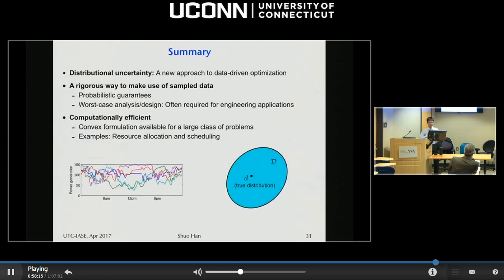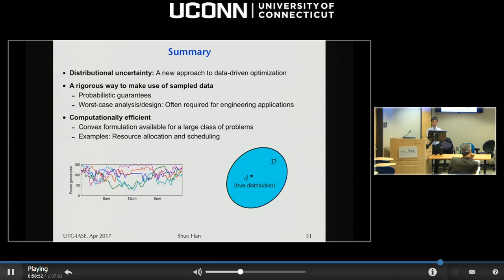So in this talk, what I presented was to capture data that are samples from an underlying probability distribution as a distributional uncertainty. And this kind of uncertainty can be used in terms of making decisions. And the good thing about making use of this distributional uncertainty is, first of all, you preserve the distribution information, and also you have the worst case design, which is important for some of the engineering applications like ride sharing.